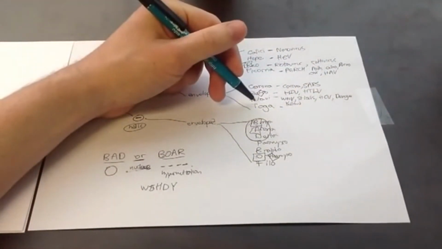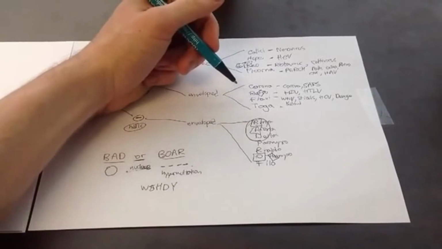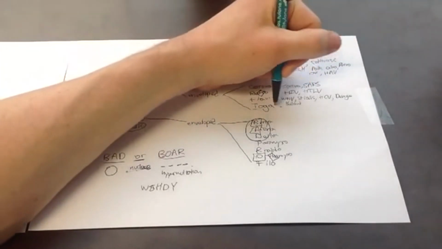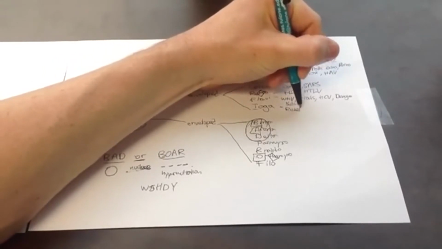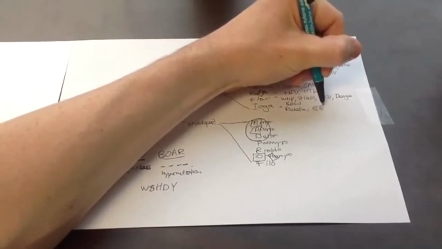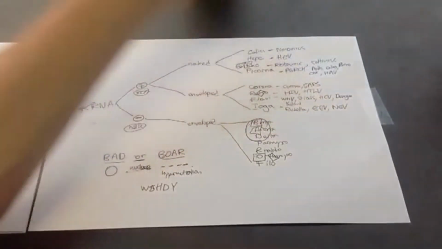And toga, I remember a beautiful girl riding in on her horse, and she's wearing a toga. So we have this rubella. Bella is beautiful in her toga. And she's coming in on a horse. So we have Eastern equine virus and Western equine virus.